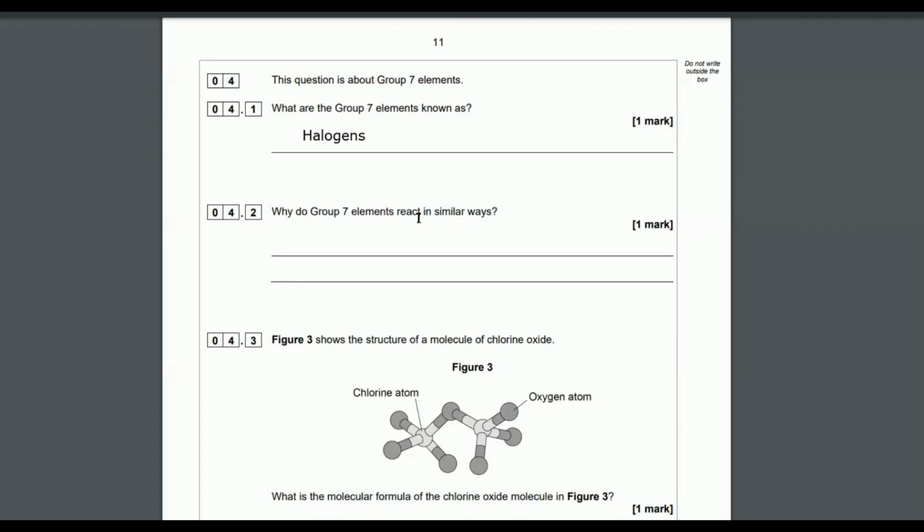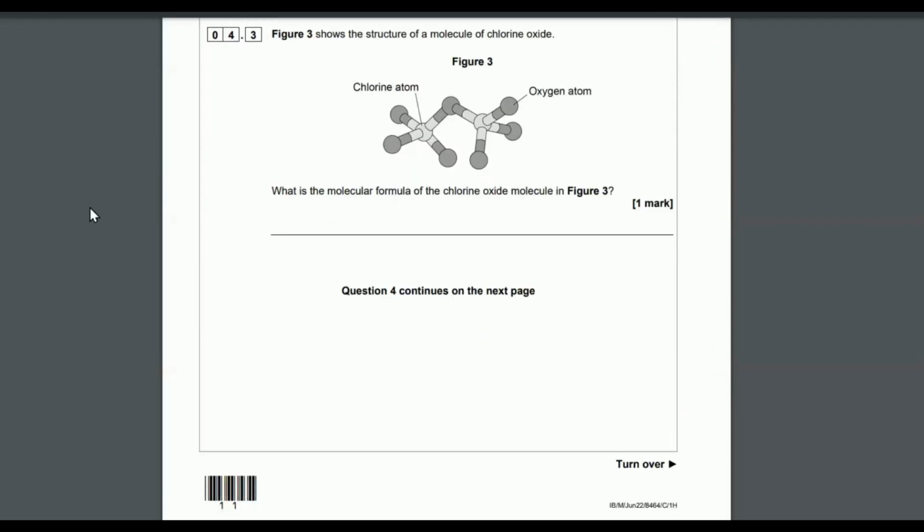4.2, why do group 7 elements react in similar ways? So it's not just the group 7 elements that all react the same as each other. The group 1 alkali metals all have similar reactions to each other. The alkaline earth metals in group 2, they all react similar to each other. So why do elements in the same group react in the same way? It's because they have the same number of outer shell electrons. And that happens to be 7 electrons in the outer shell. They all have 7 in the outer shell, and so they all react in the same way.